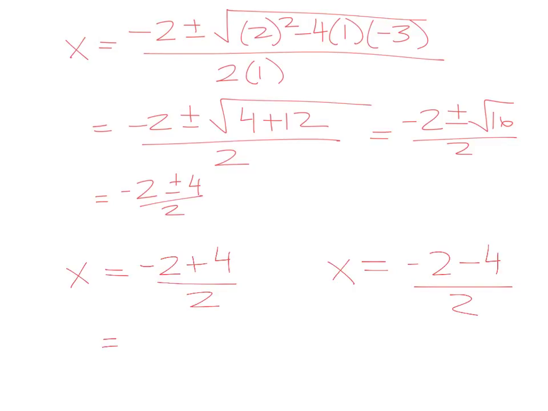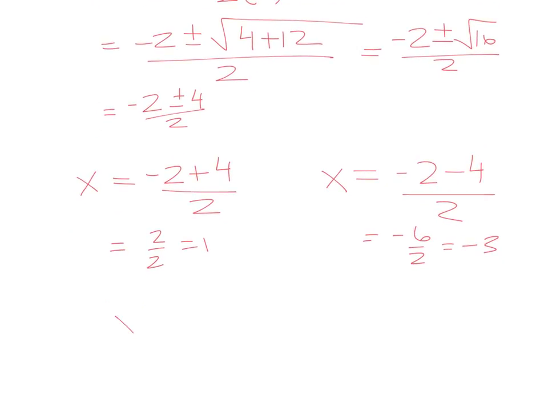So simplifying this on the left side here, I have 2 over 2, which is 1. And here I have negative 6 over 2, which is negative 3. So my two solutions are x equals 1 and x is equal to negative 3. Done.